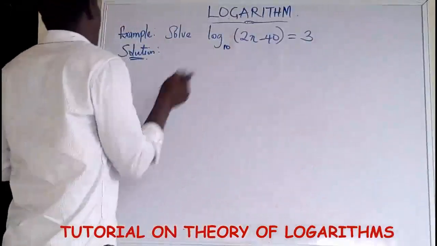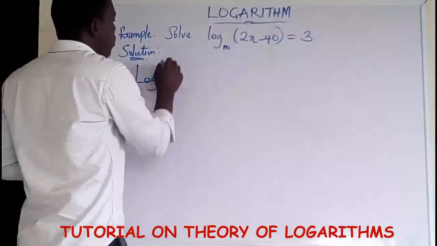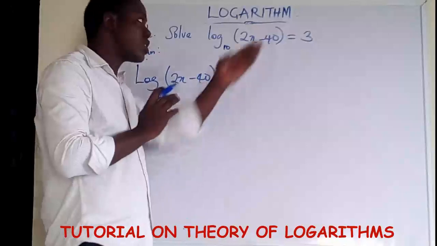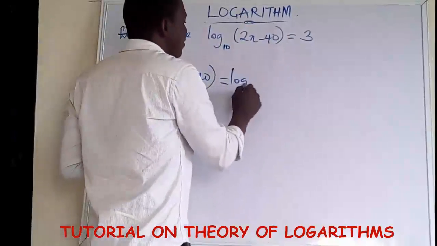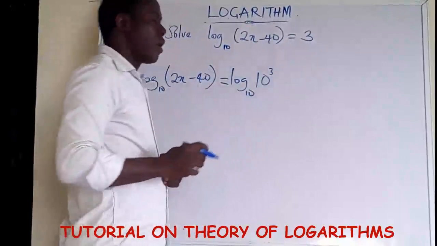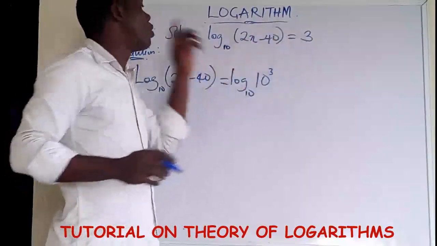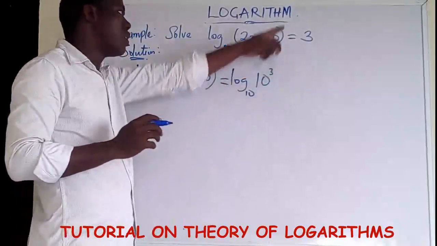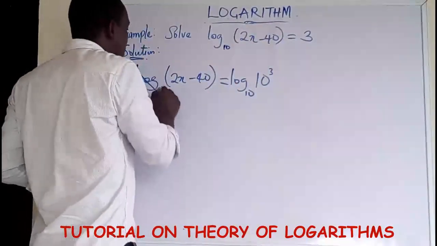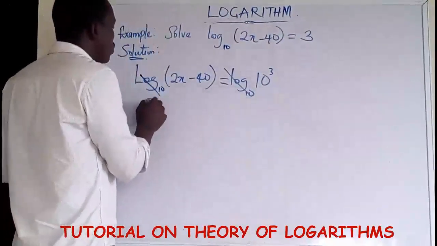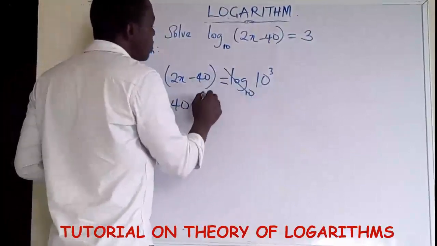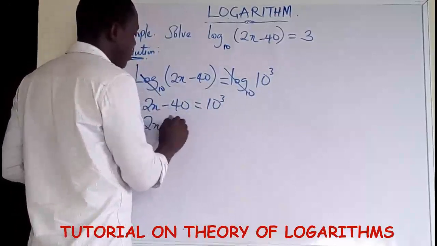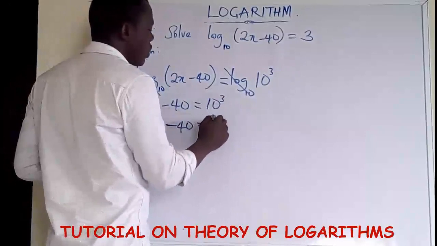Now, how do we solve this one further? We have 40 equal to half. We just explained how to transform this number to log base 10, so that will be log 10 to the power 3. Anything that is here must be here too. Take this one as the power. So now what we have is this one and this one we cut out. So we have 2x minus 40 equals 10 to the power 3, which is 1000.